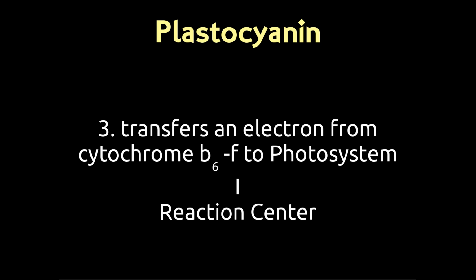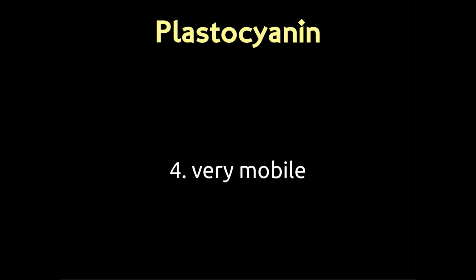What it is transferring electrons from is cytochrome B6F to the photosystem 1 reaction center. And like I said a moment ago, it's very mobile, again making this very similar to the cytochrome C that we talked about in the mitochondrial electron transport chain.